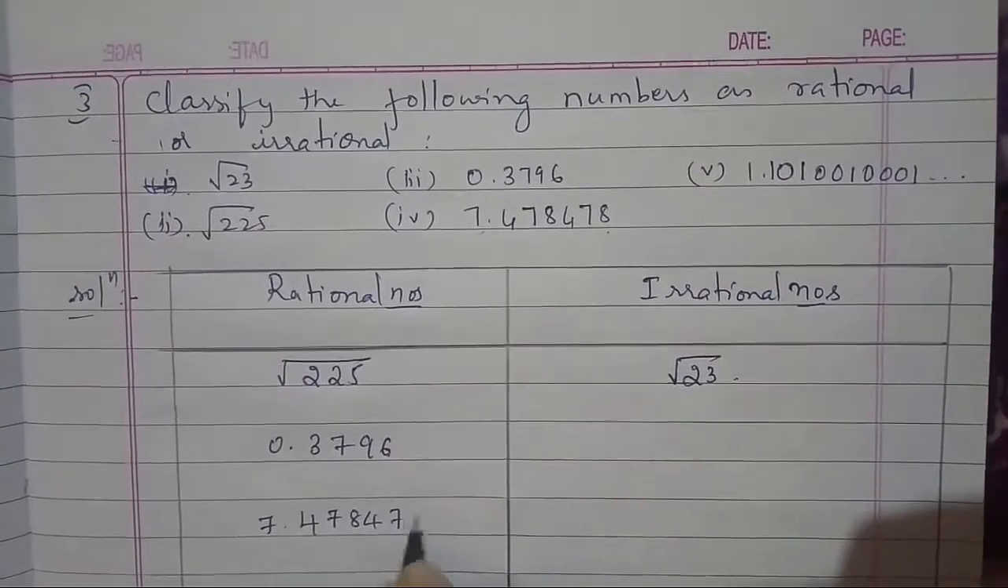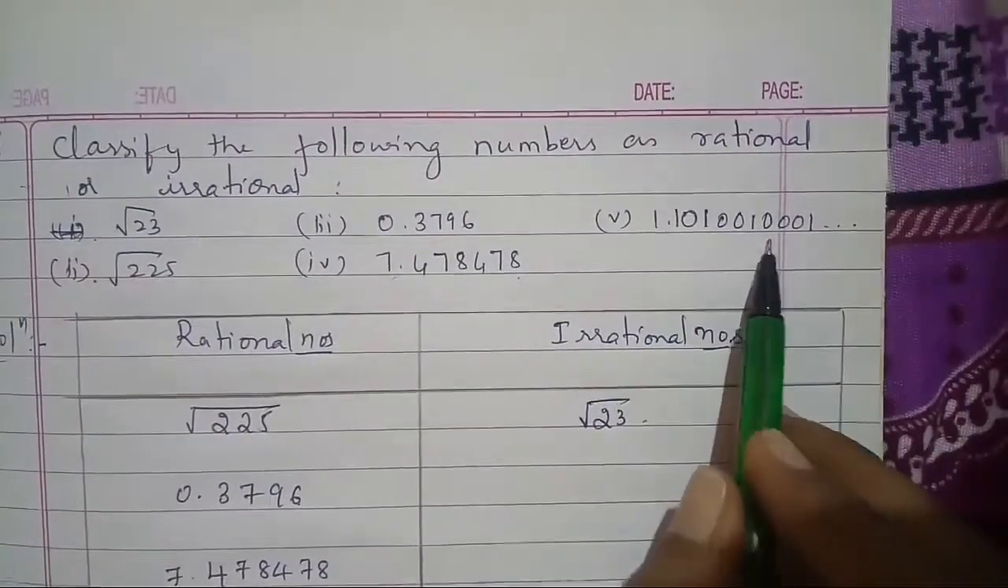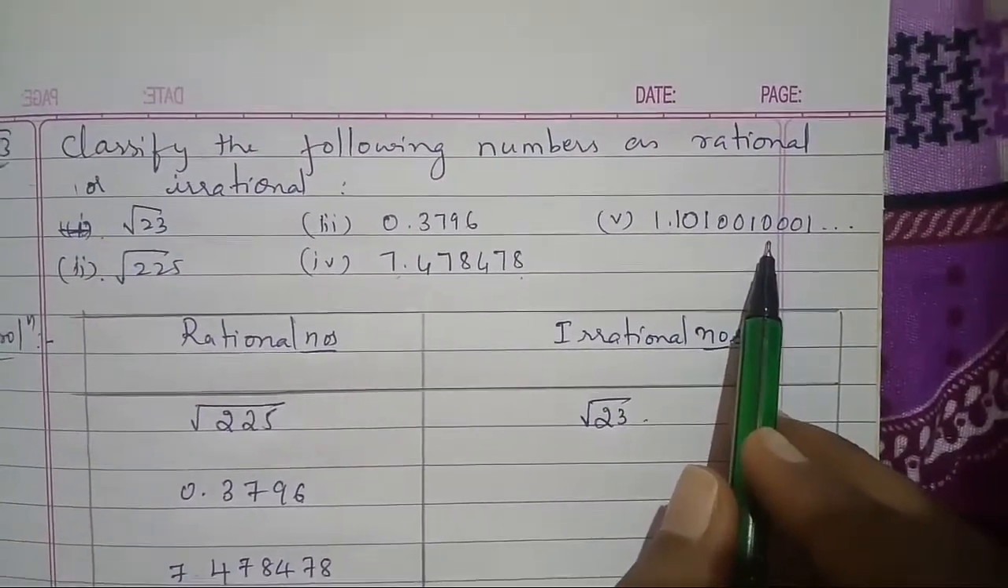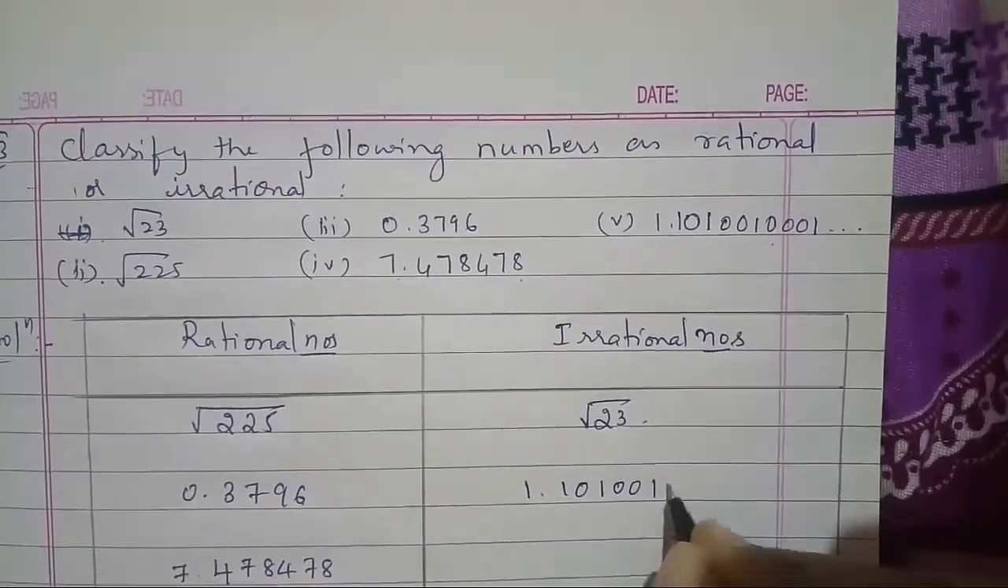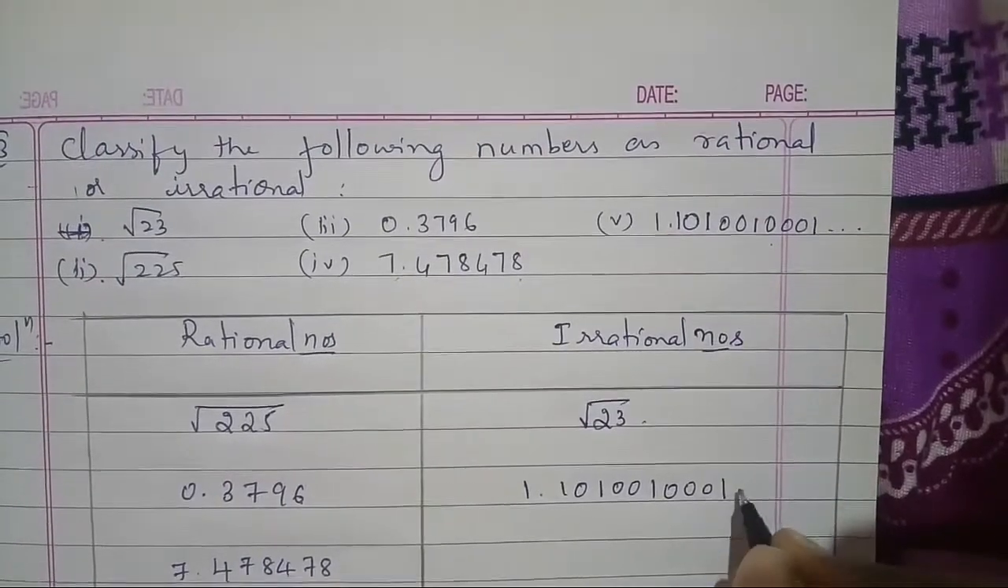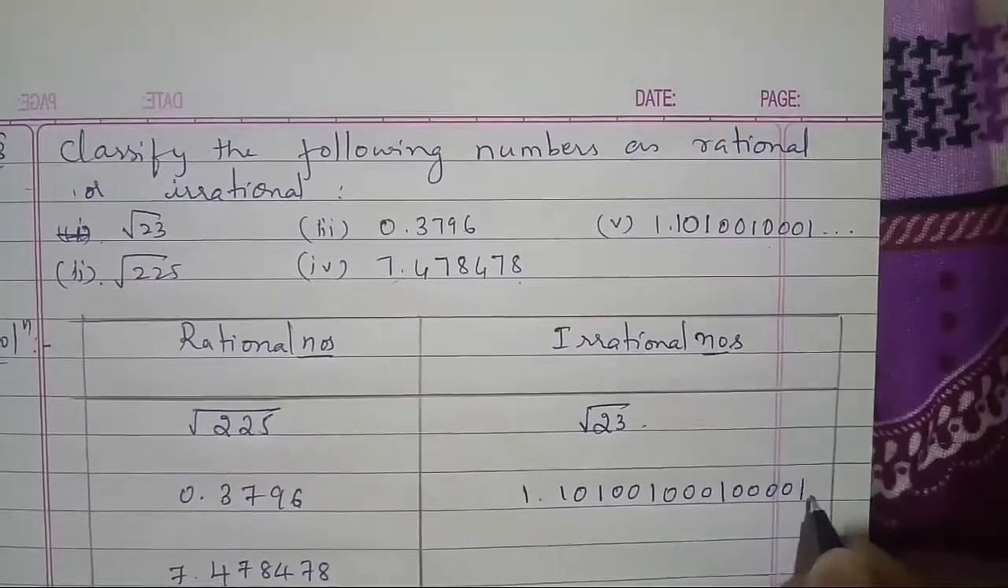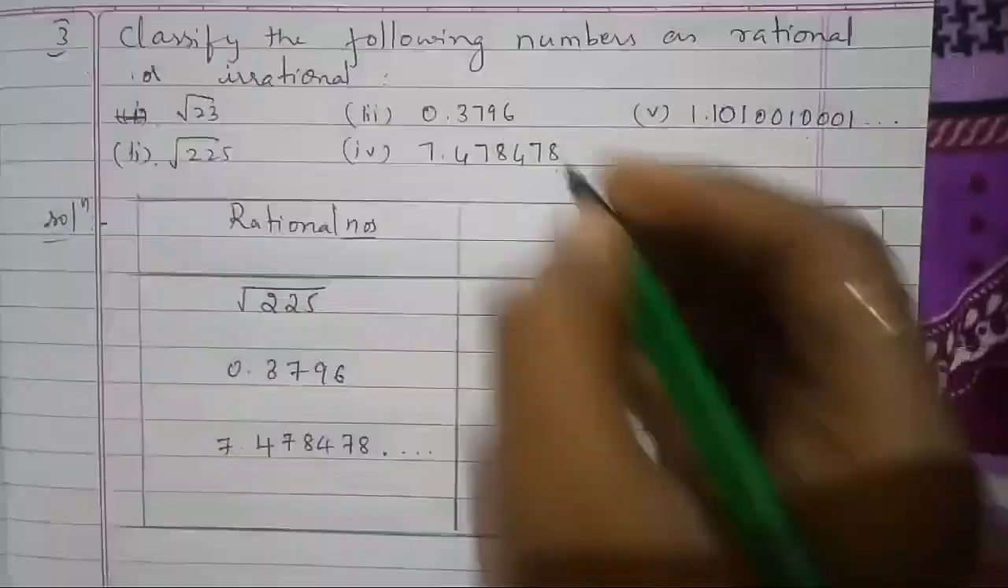The last one, 1.101001000100001, is a non-terminating, non-recurring decimal. So I am taking it here in the irrational numbers. It goes on. Put a dot after this number.